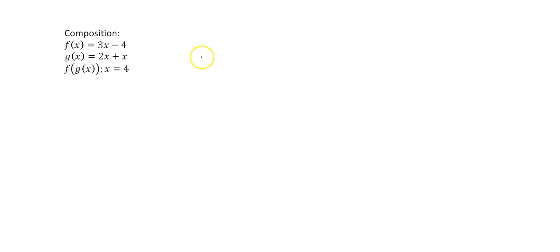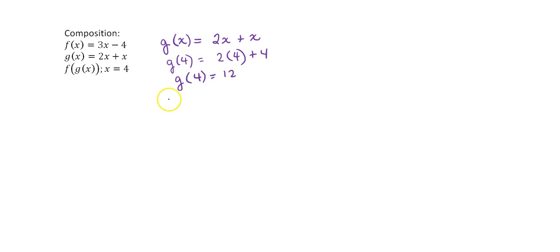So the very first thing I'm going to do is this first as a chain method. I'm going to have my g of x. This is the innermost link, so I need to do this first. I'm going to take my 2x plus x, and then I'm going to put in my 4. So this is going to become g of 4 equals 2 times 4 plus 4. So my g of 4 winds up being a 12.